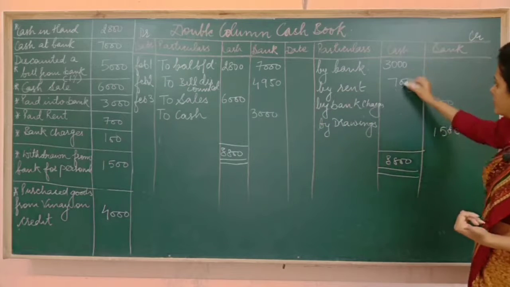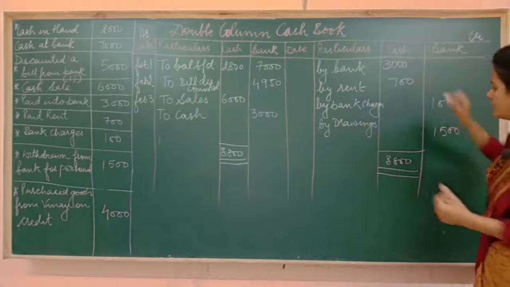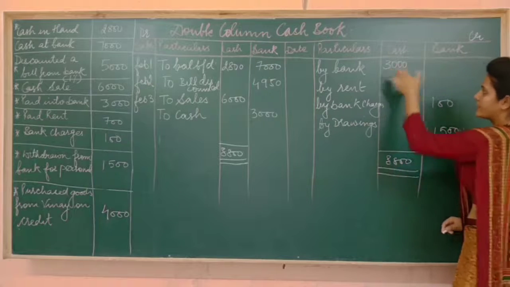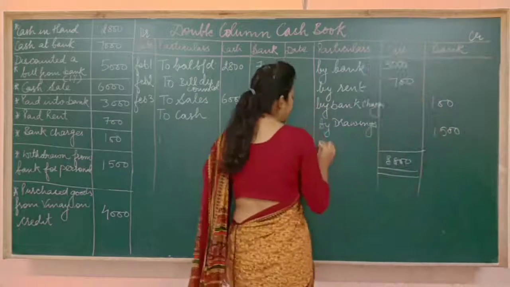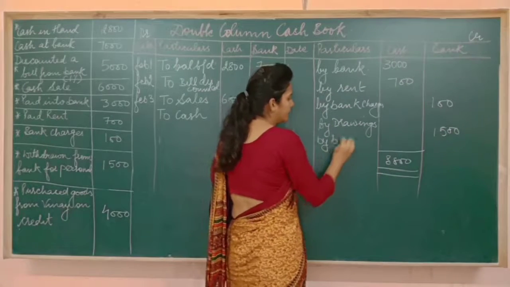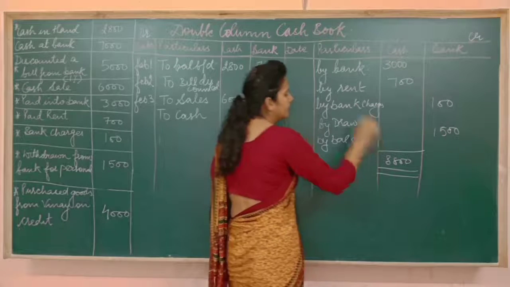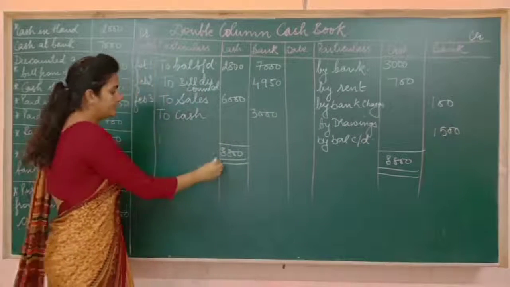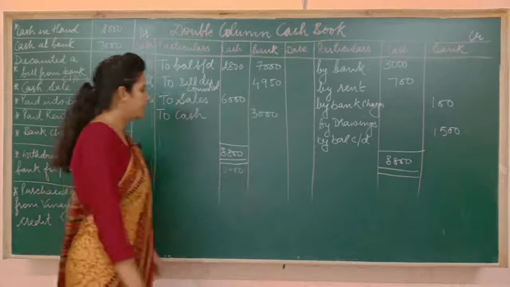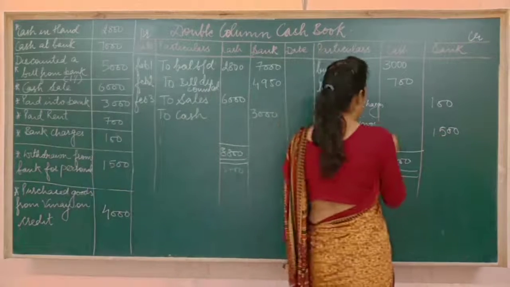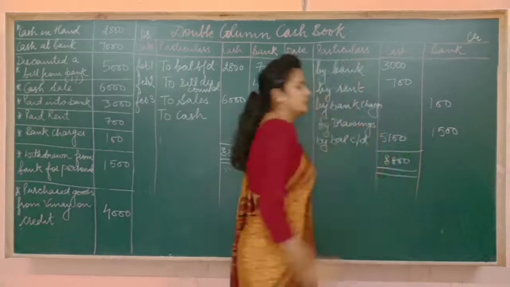So now here the total is 3700. It means out of 8800, 3700 rupees we have spent. So how much cash in hand are we left with? That we will write by balance carried down. You subtract it. 8800 minus 3700. It is 5100. Clear?